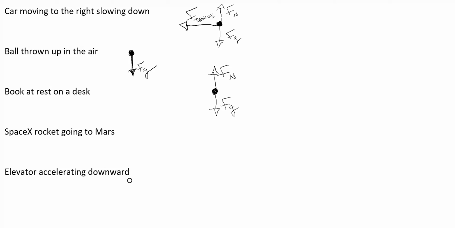All right, SpaceX, rocket going to Mars. The force of gravity wants to pull this rocket back to the Earth, but the thrust from the propulsion, so you can call this thrust, force of the rocket, whatever you want to call it, is moving us in the positive X or positive Y direction away from Earth.